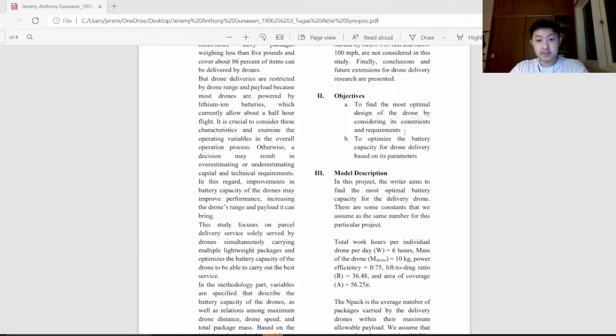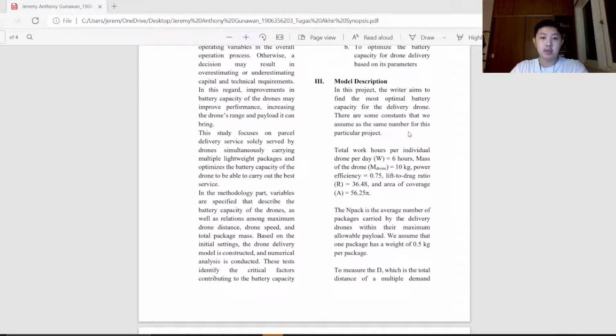So the objectives are: one, to find the most optimal design of the drone by considering its constraints and requirements, and two, to optimize the battery capacity for drone delivery based on its parameters. To find the most optimal battery capacity for the drone, there are some constants that we can assume as the same number throughout this project.